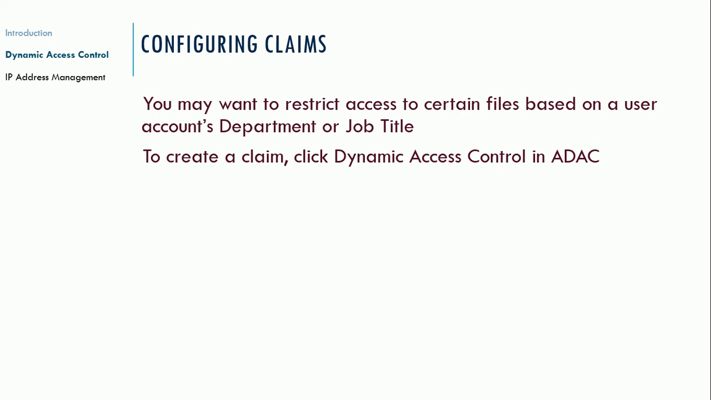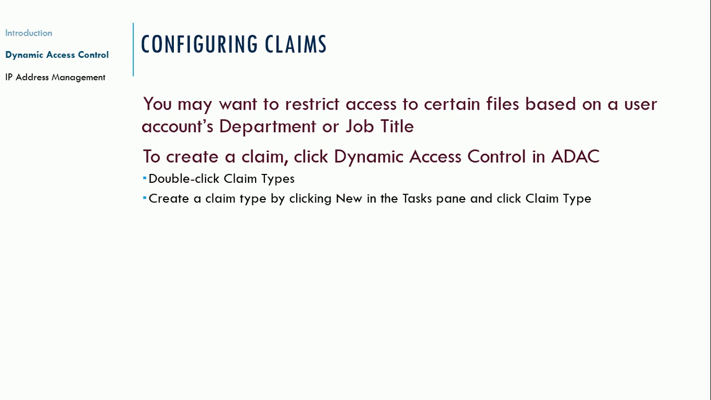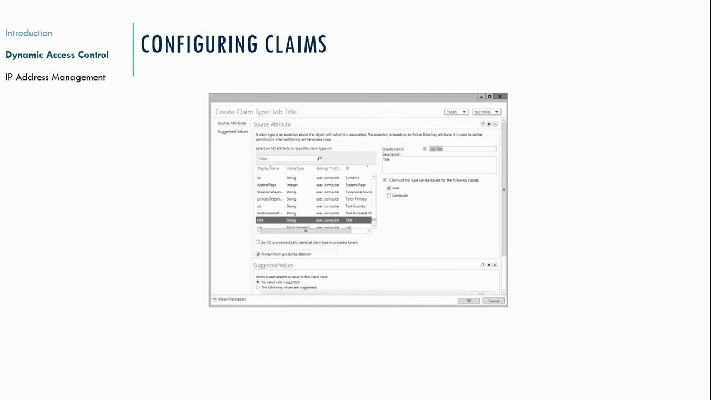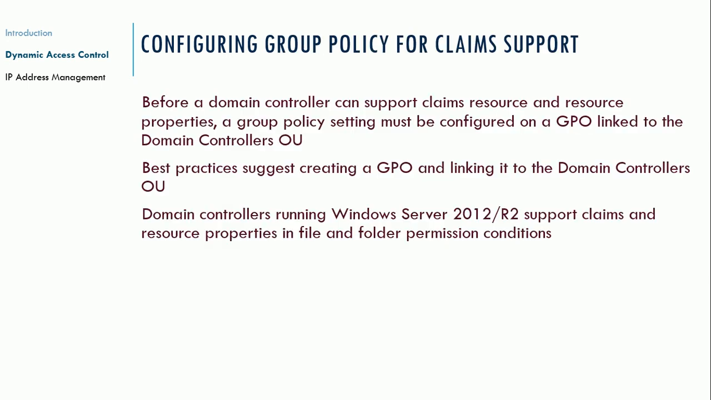So to create a claim, you're going to go into Dynamic Access Control in ADAC. You're going to double-click Claim Types, and create a claim type by clicking New in the task pane. And then in the Create Claim Type window, you see a list of AD attributes. You can click an attribute name, for example Department, and then click OK. And you can see in here these are some of the attributes that you'll be able to use when you're setting up Dynamic Access Control. And there are many more than just things like department name.